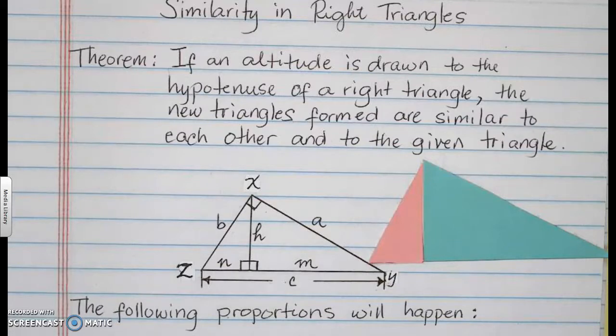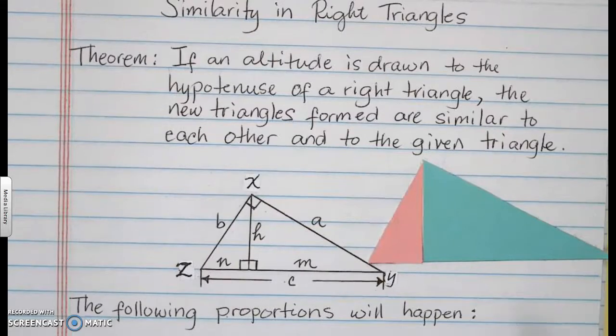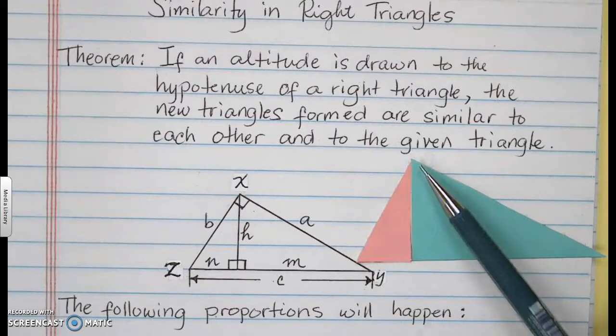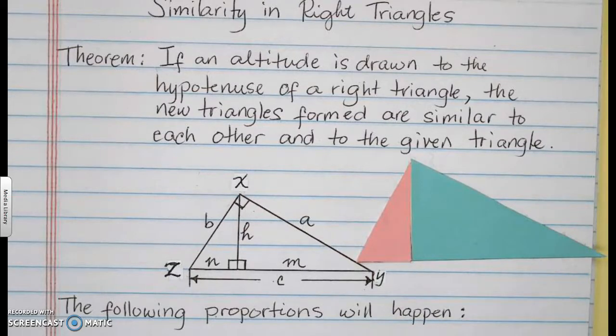For better visualization, I made a triangle for you as a model. So this is your original triangle, the big one. That's your original right triangle. And this is your altitude. As you can see, I have the pink and the blue right triangles that have been made out of that altitude.